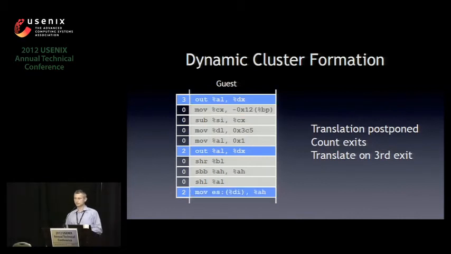Namely, we can see that the first move instruction in here has an exit count of 0. It probably accessed just a stack variable. Whereas the last instruction here has a reference count of 2. It caused exits in the past. So based on this information, we can now form a cluster including all instructions to save exits both on the exit and on the second memory access here. So this is the idea with dynamic cluster formation.